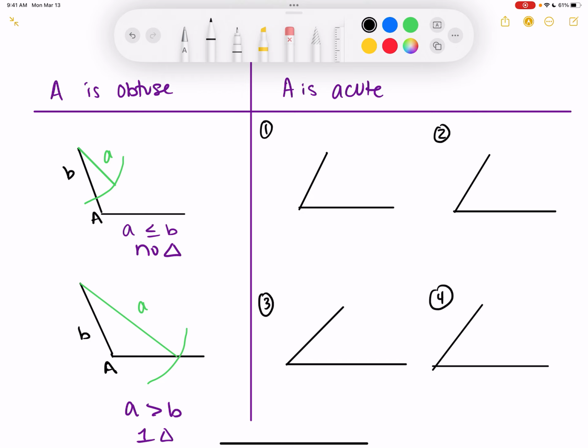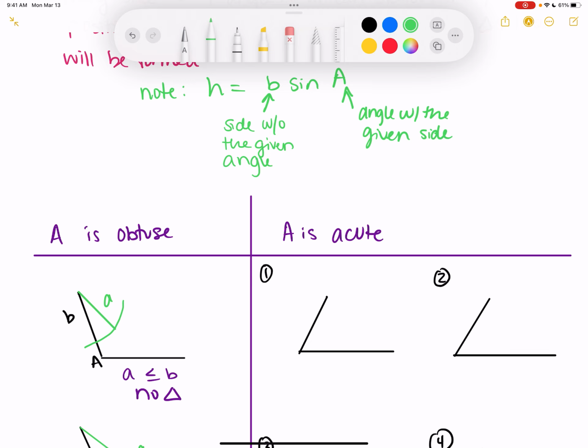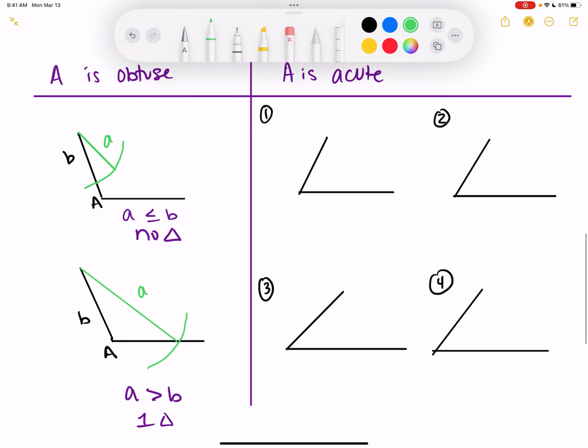All right. So this is where H is important. H comes into play with the acute ones. We don't care about H with obtuse. Some people like to look at an obtuse angle and then still find H, and I'm like, that's fine, but you just did extra work that you didn't need to do, because H is completely irrelevant with obtuse.